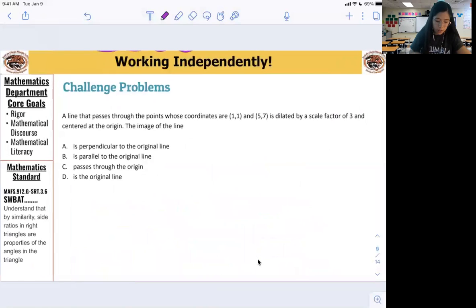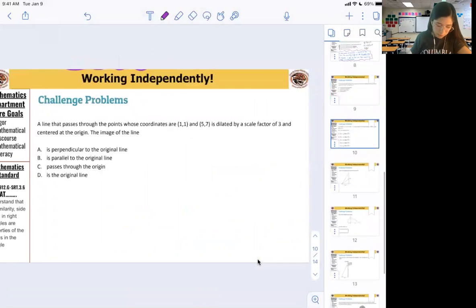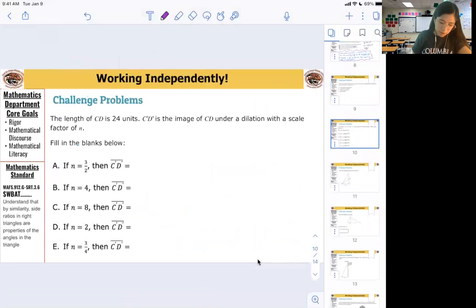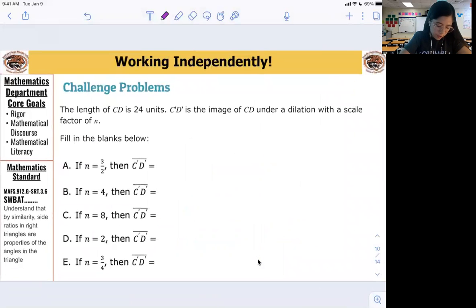Okay. One more, very similar. Actually, no, this one makes it more difficult, but I'm going to skip it because I feel like you guys understand it. Okay, let me do at least one of these. Here's one. Okay, CD is 24 units. CD prime is the image under a dilation with a scale factor of n. Fill in the blanks below. So it's giving us different options for n, and then you have to tell me what CD prime is going to measure. So what do we always do? If we know the original and we know the scale factor, what do I do to find the new length?